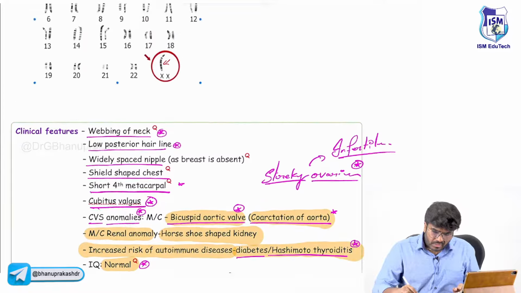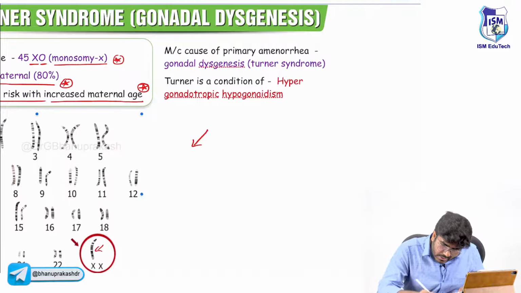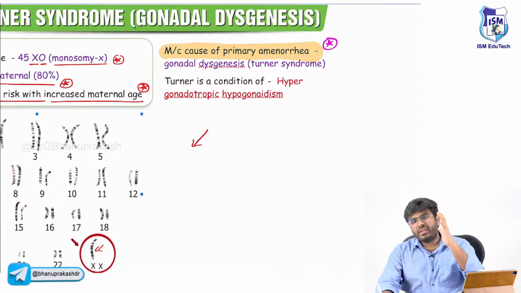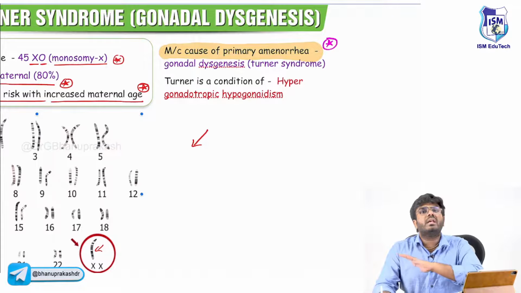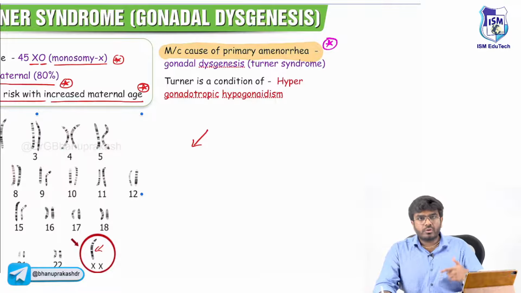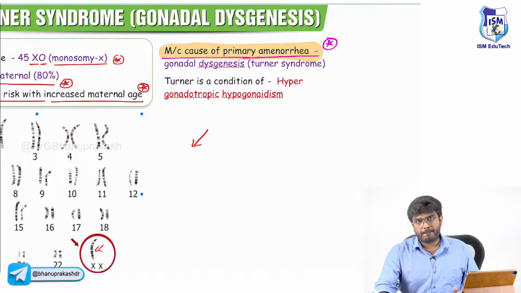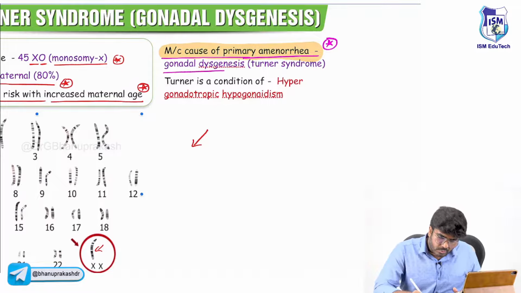Now, look here. See this Turner's. One important point: Turner's is the most common cause of what? Turner's is the most common cause of primary amenorrhea. If there is a female suffering with Turner's, she is not going to get her menses. By the age of 12, 13, a normal female will get her menses, but this Turner female does not have her ovaries properly developed. So do you think she is going to have normal estrogen? No estrogen. Is she going to have ovulation? No ovulation, no progesterone, so no menses, sir. So it's the most common cause of primary amenorrhea. So the problem is gonadal dysgenesis.